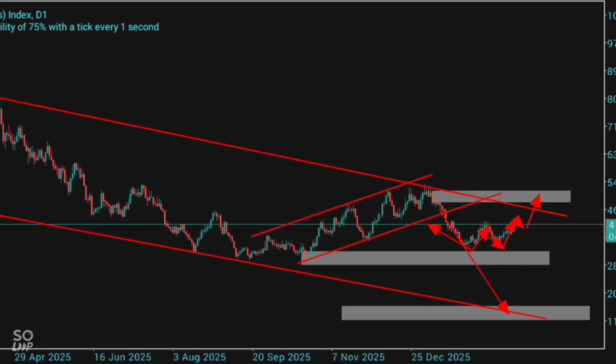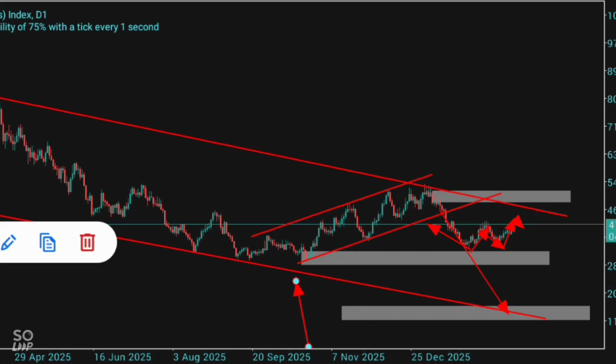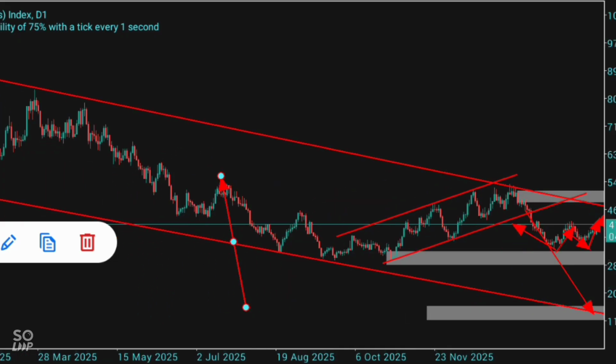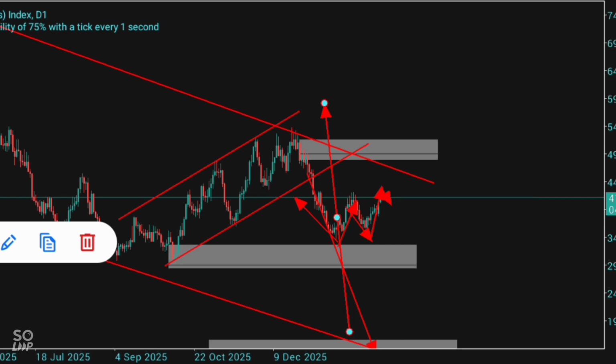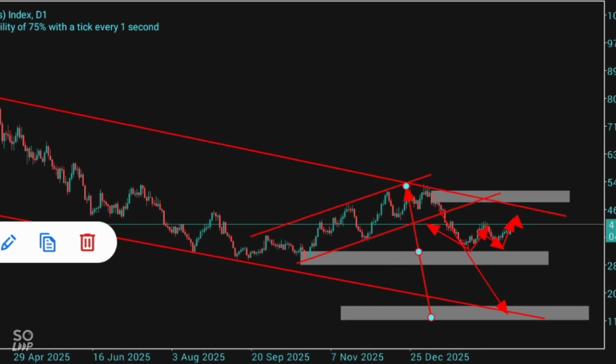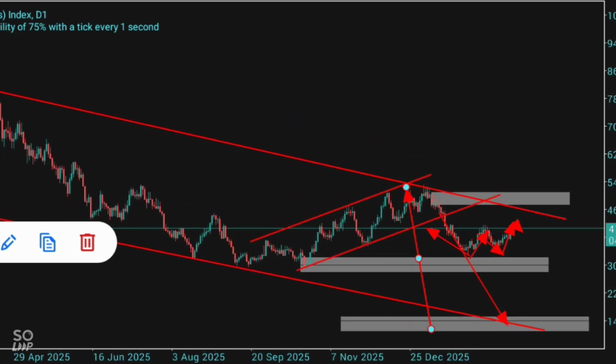The lower trend line here acts as the support, and the upper one here acts as the resistance. So the price usually plays in between support and resistance. Even though it's moving in a zigzag pattern, it's playing in between.